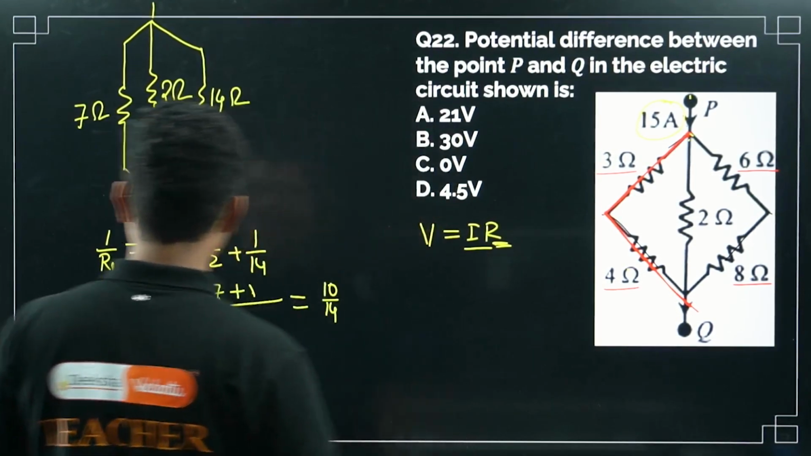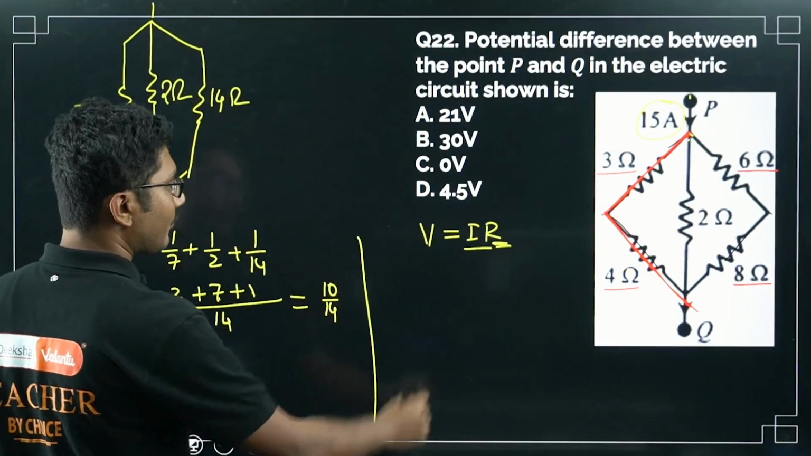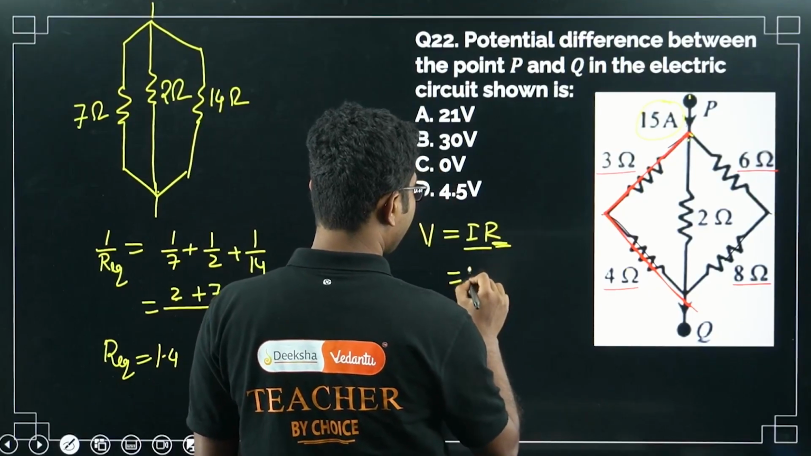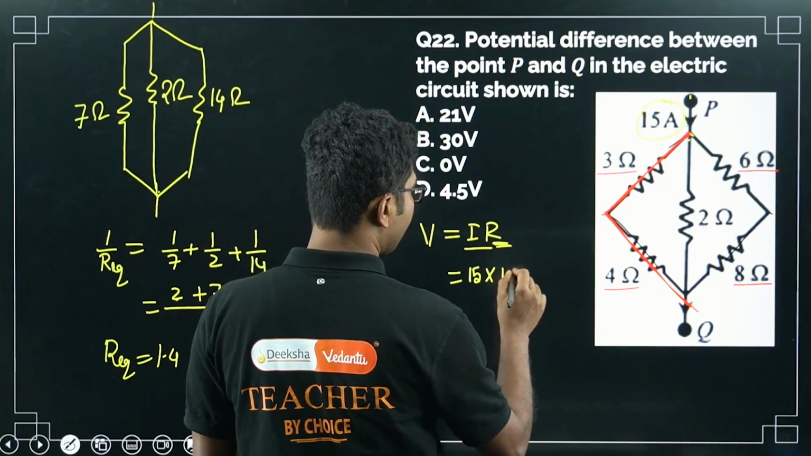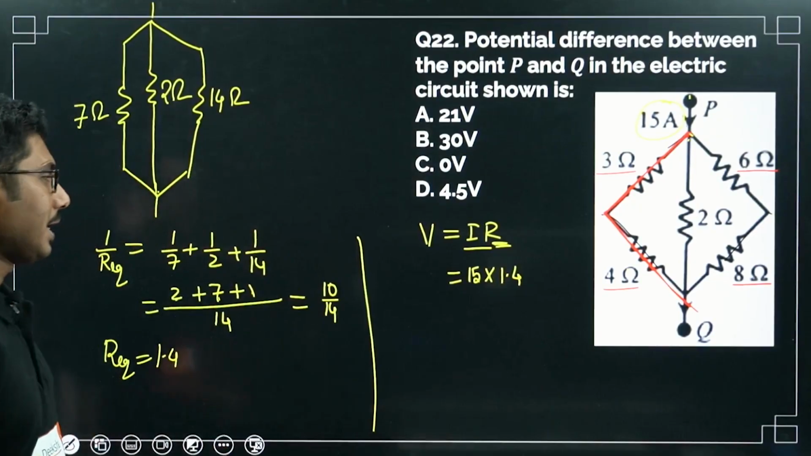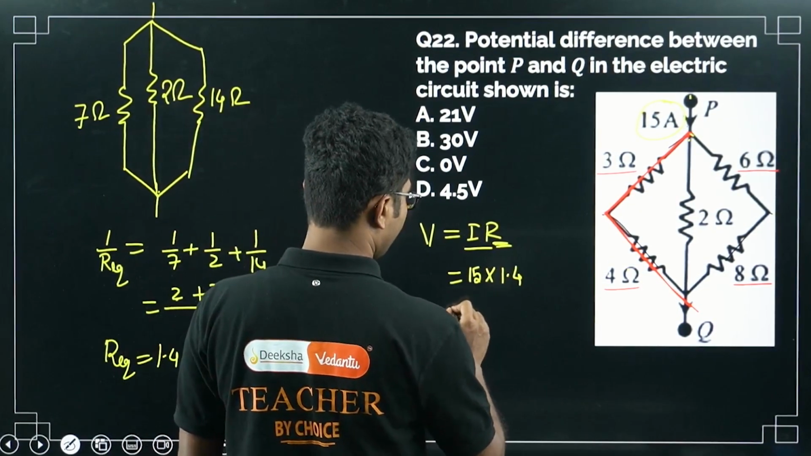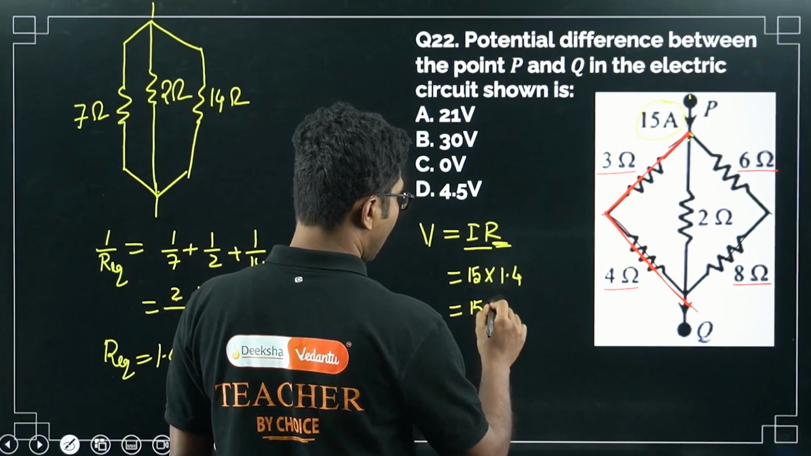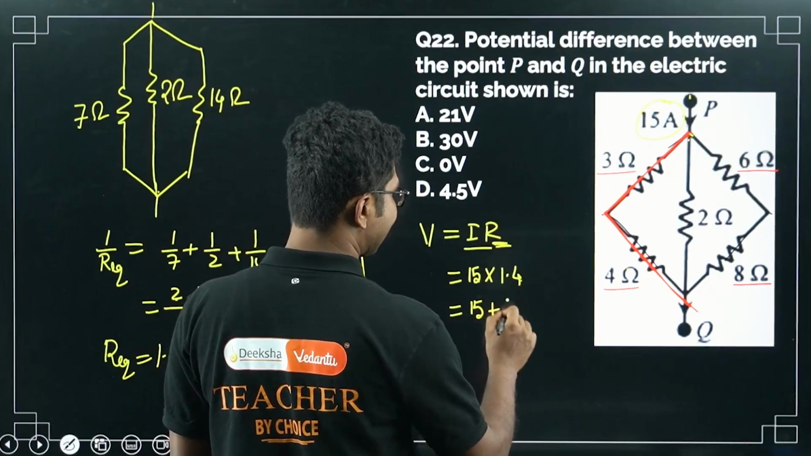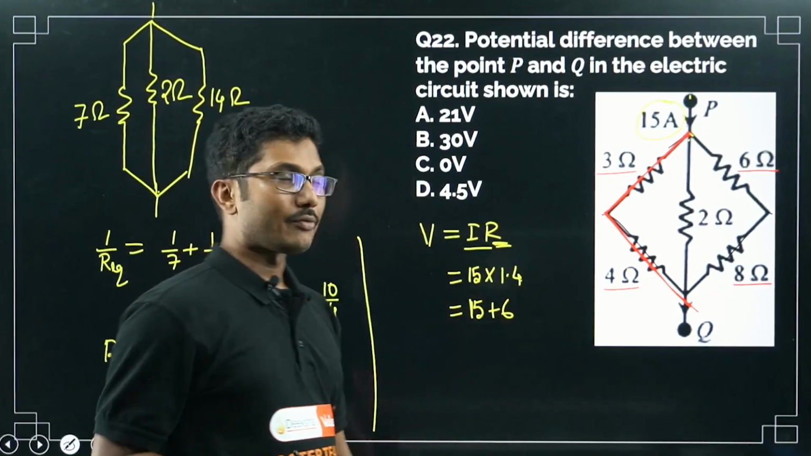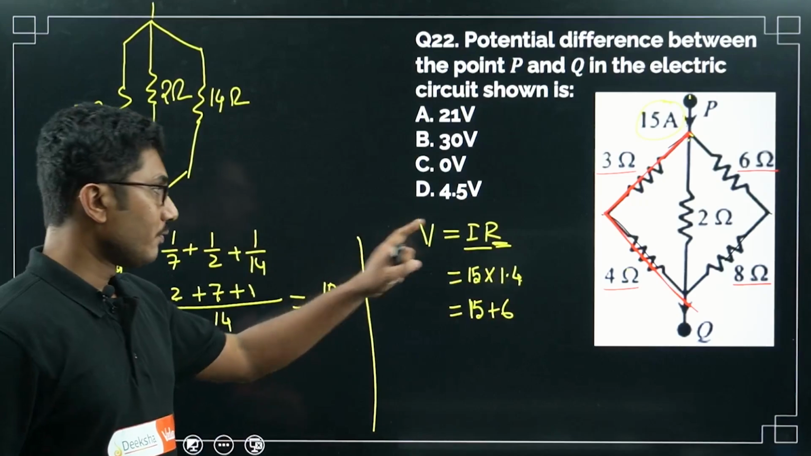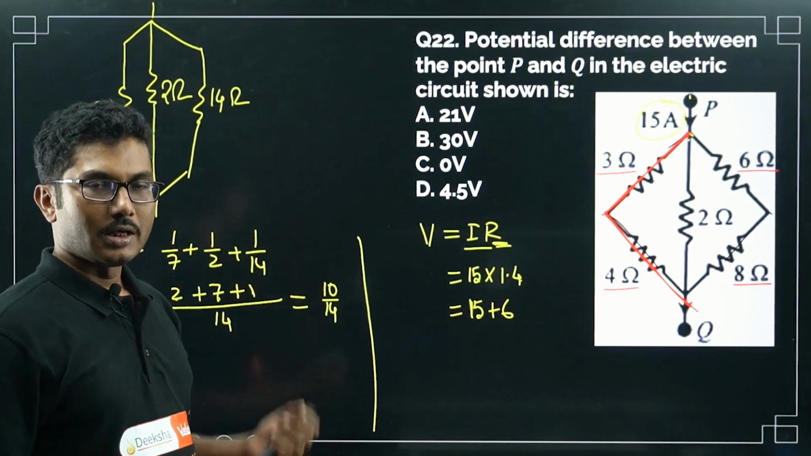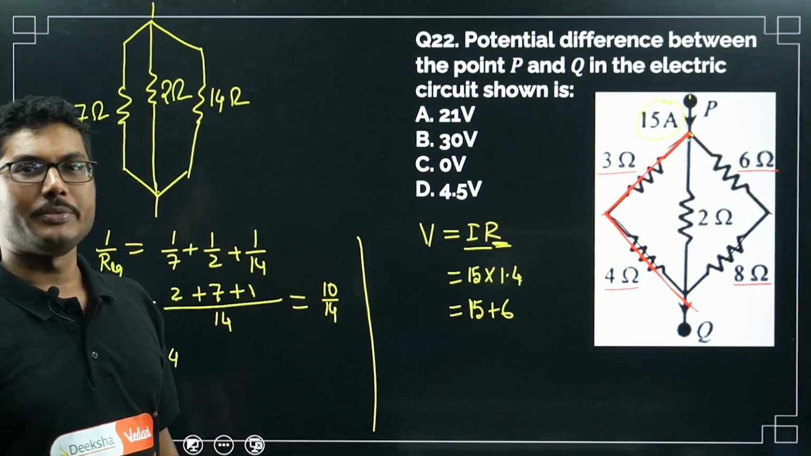Next you have to calculate the potential. What is the formula for potential? I already told you, V is equal to IR, and the current given here is 15, and R we have calculated as 1.4 ohms. 1 times 15 is 15, and 0.4 times 15 is 6. How to calculate 0.4 times 15? First remove the point. 4 fifteens are 60. If you add the point back in, it will be 6.